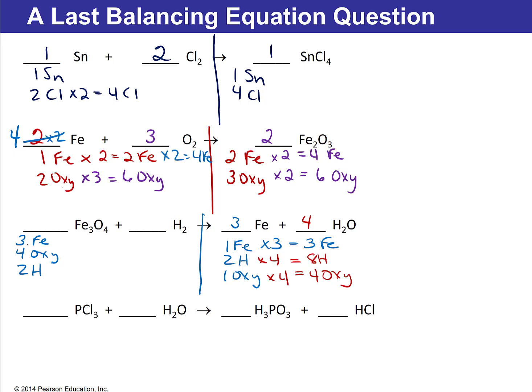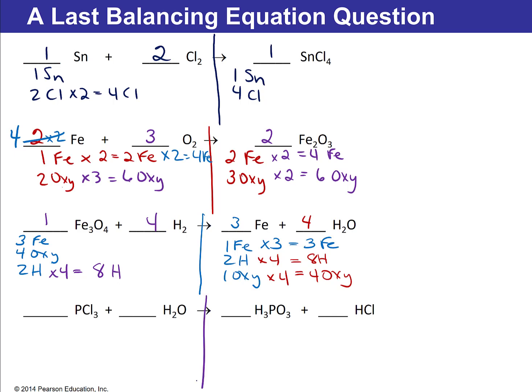And now I've got 3 irons and 3 irons. I have 8 hydrogens and 4 hydrogens, so that is not balanced, but the oxygens are. So now I need to just go back at the end and balance the last one. So in this, to make 8 hydrogen, I need to have this multiplied by 4. And that 4 goes up in front. 3 iron, 4 oxygen, 8 hydrogen. So that means this is just a 1.